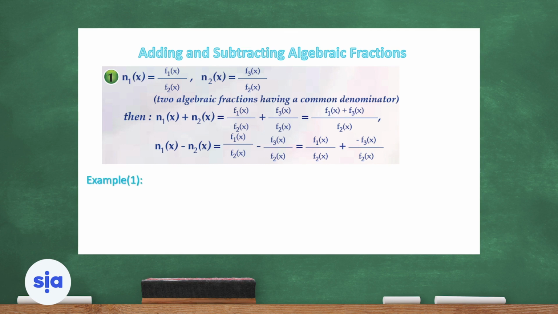Let's check example 1. In example 1, as you can see here, x over x plus 4 plus 4 over x plus 4. Yes, they have the same denominator. So as long as we have the same denominator, we can start by adding or subtracting. Here, the question wants us to add. So we're going to add the numerators together as x plus 4 over x plus 4, which is equal to 1.